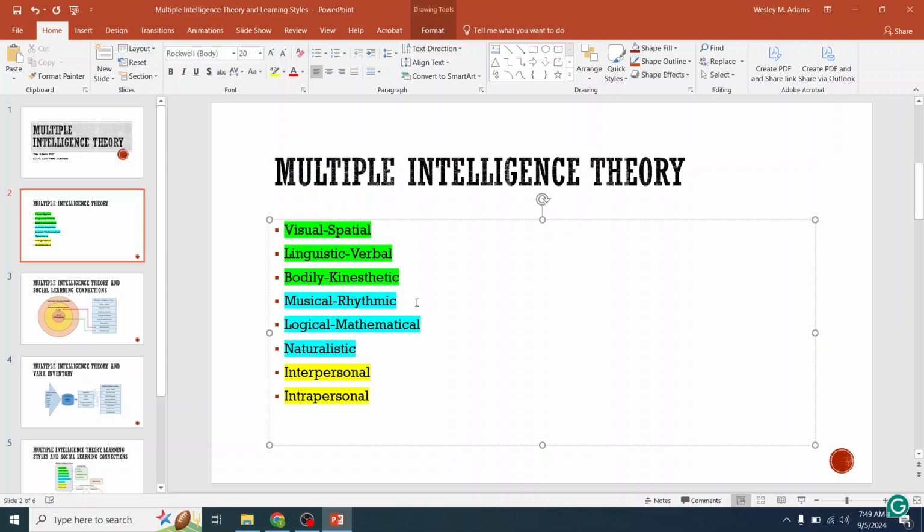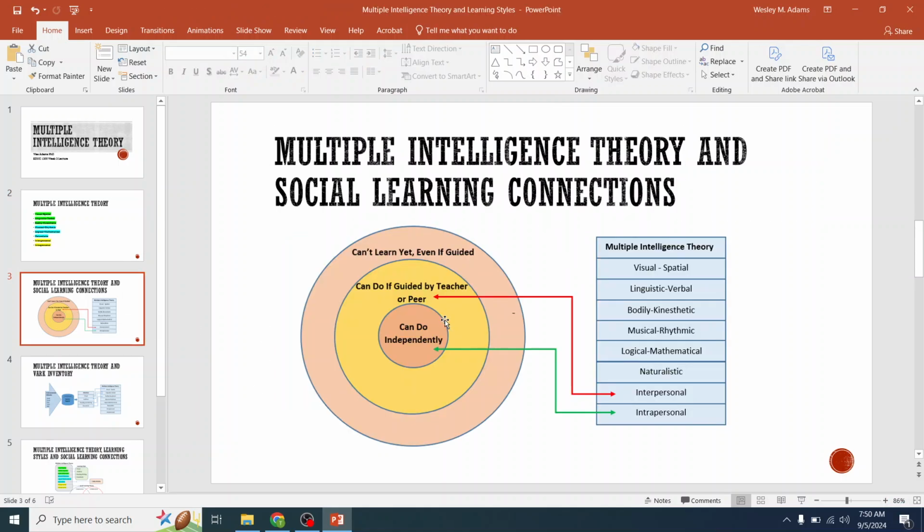So those are the 8 that Howard Gardner has come up with so far. And we're going to have an activity in class that will allow you to assess which of these 8 are most important, or which combination of these 8 do you just naturally gravitate to.